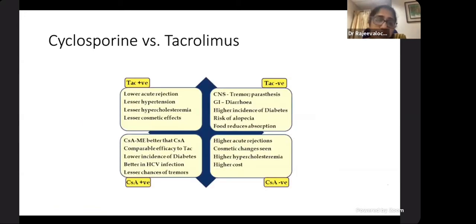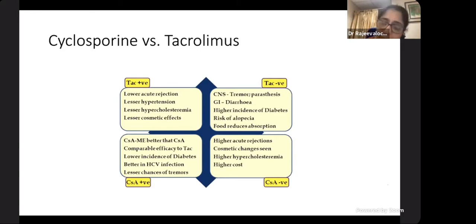Now, coming to the positives of tacrolimus versus cyclosporin. Head-to-head comparisons have been done in the ELITE Symphony trial, where low-dose and high-dose cyclosporin formulations were compared with tacrolimus, and tacrolimus showed a lower acute rejection risk with lesser hypertension and lesser cosmetic side effects. But supposedly cyclosporin is slightly better in HCV infections. I think that is no longer relevant because HCV has very good treatment now, and patients become negative. There is also a lower incidence of diabetes with cyclosporin.